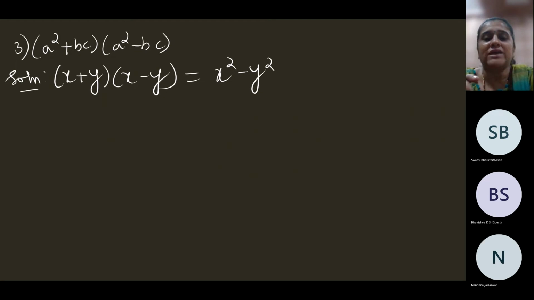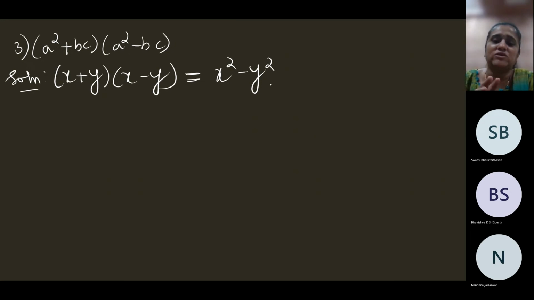So that part of the identity which looks like the question, write that first. The question looks like X plus Y into X minus Y. So I've written that first, X plus Y into X minus Y, because the given expression looks like that. Then I write the answer, which is equal to X square minus Y square. I'll always write it like this.